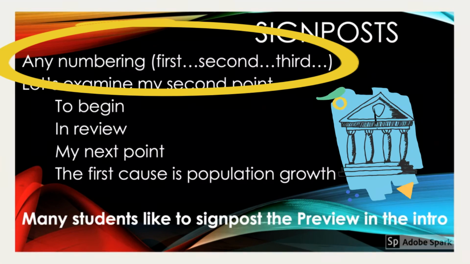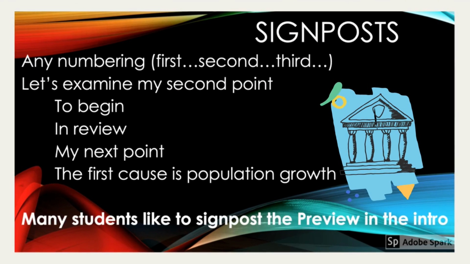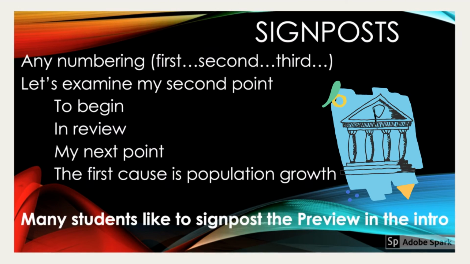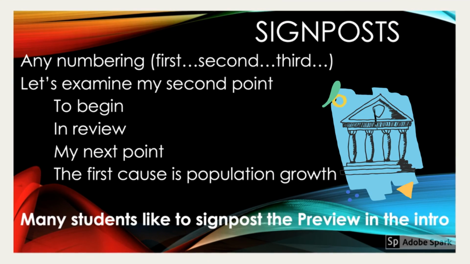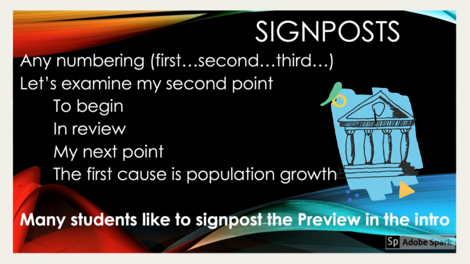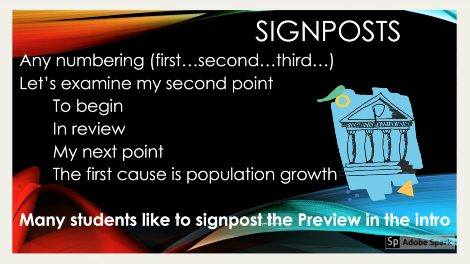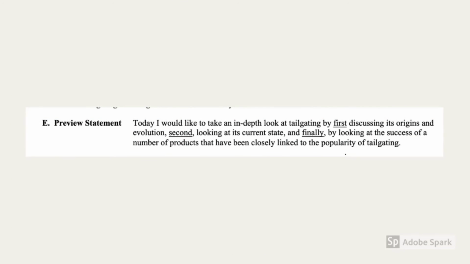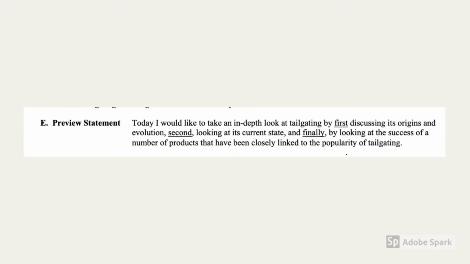Many instructors, like myself, require that students signpost their preview statement, meaning they use 1st, 2nd, 3rd as they do the main preview of their speech. This example is from one of my favorite speeches, and it was on tailgating. And this student's main points were the origins of tailgating, the current state of tailgating, and then the products that have kind of grown out of this concept of tailgating.